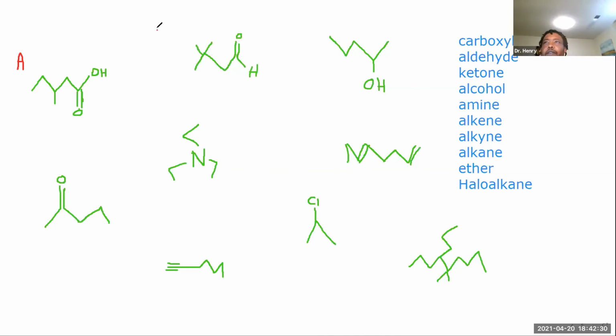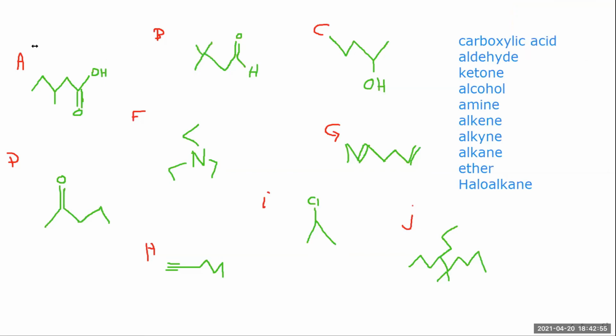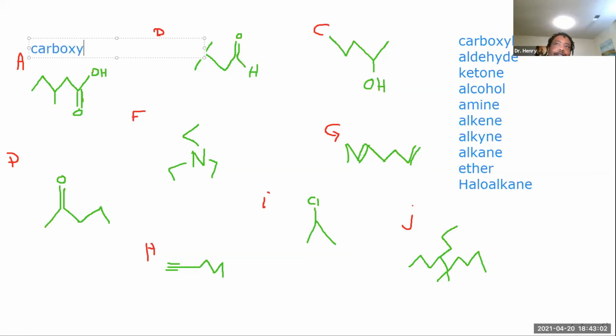This is A, this is B, this is C, this is D, this is F, G, H, and I, J. Okay. So, first one, A. What family? What functional group? Carboxylic acid. Is it the haloalkane? No, A is carboxylic acid.